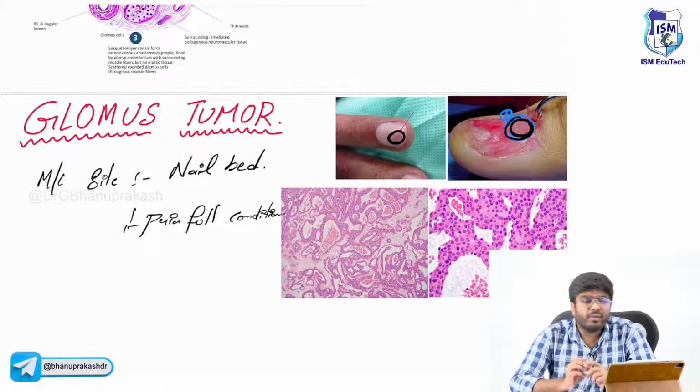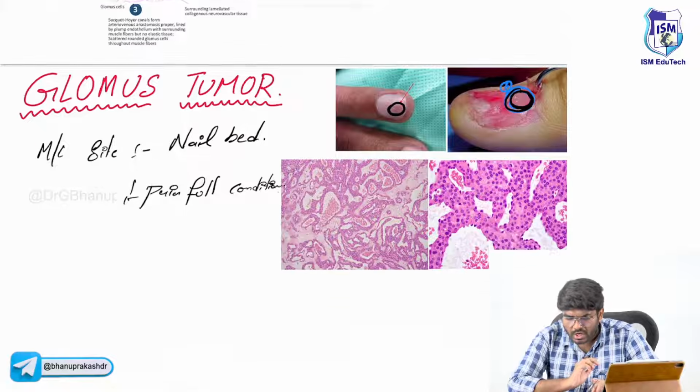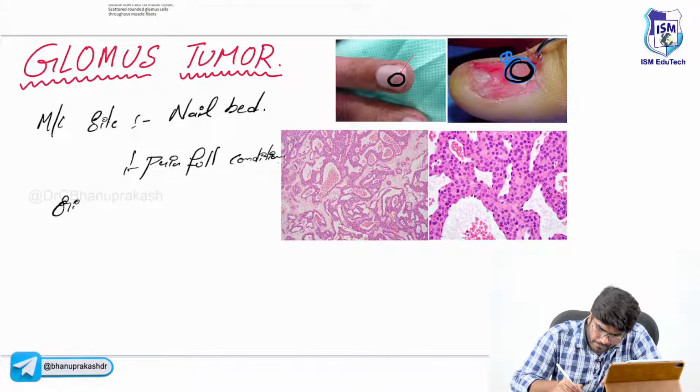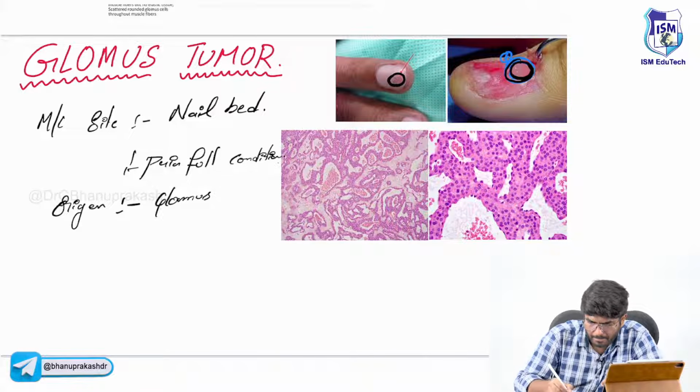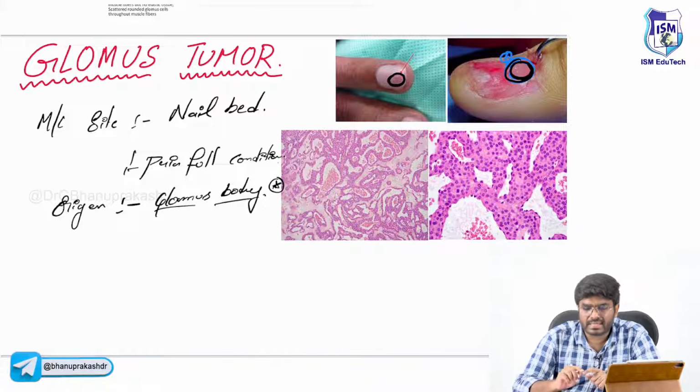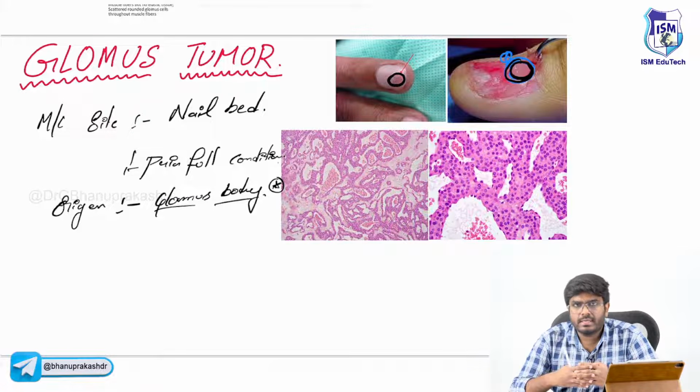Okay, it's a very painful condition. Sir, from where is this tumor originating? Origin, glomus body. Sir, what exactly is the function of glomus body? Thermoregulation. And what exactly is glomus body? It's an arteriovenous anastomosis. Now, it's also a blood vessel tumor, right? It's also a blood vessel tumor.